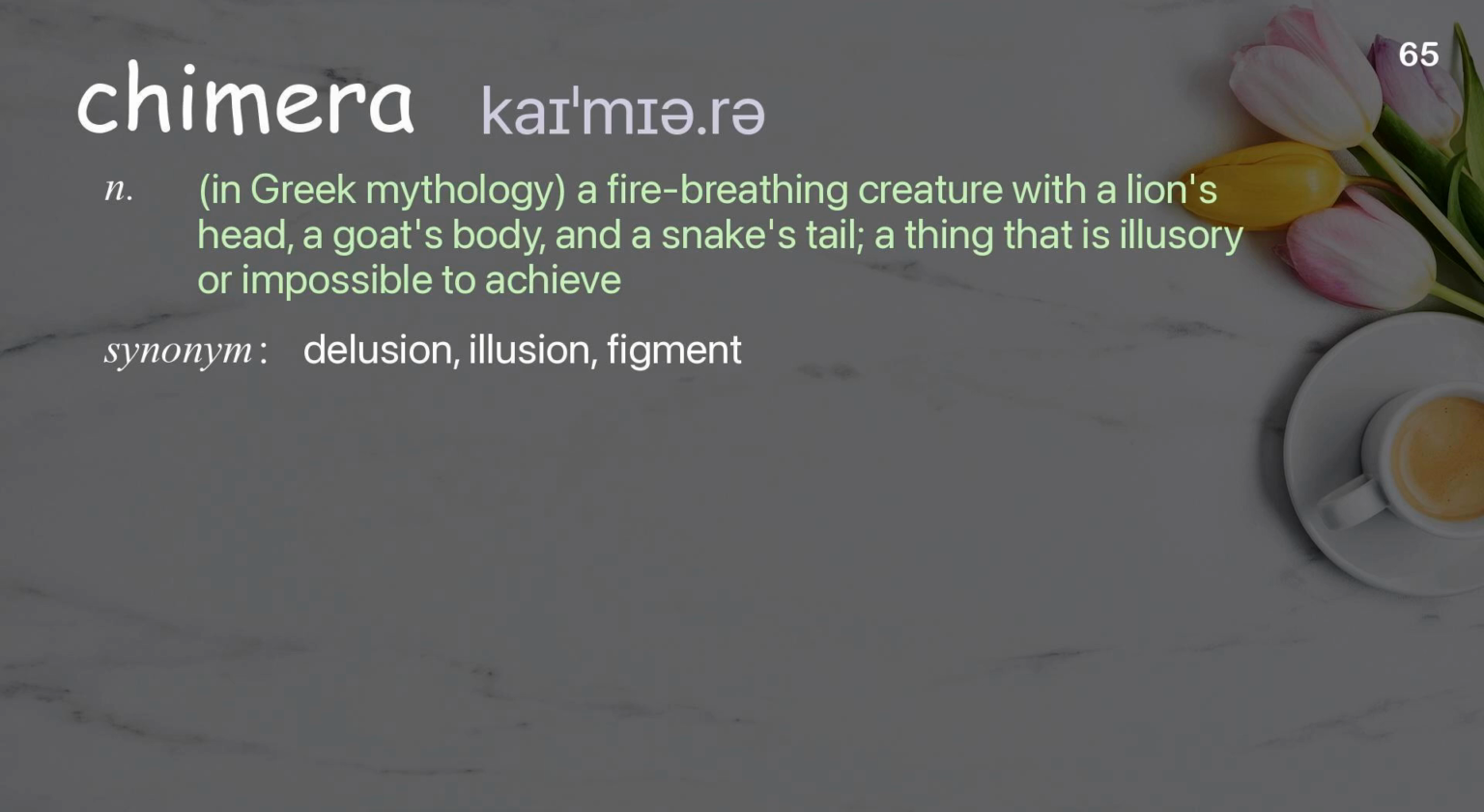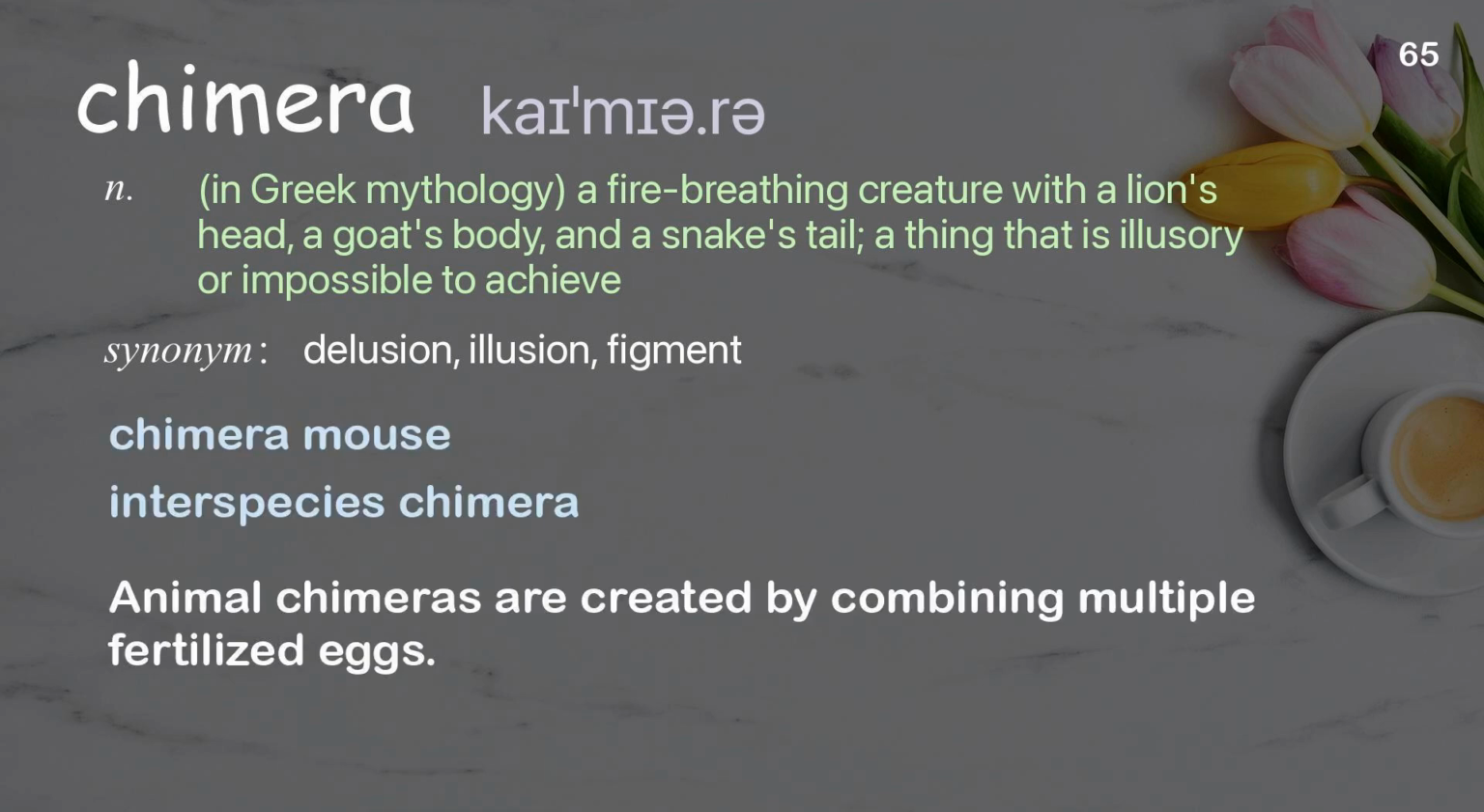Chimera. In Greek mythology, a fire-breathing creature with a lion's head, a goat's body, and a snake's tail; a thing that is illusory or impossible to achieve. Examples: Chimera mouse. Interspecies chimera. Animal chimeras are created by combining multiple fertilized eggs.